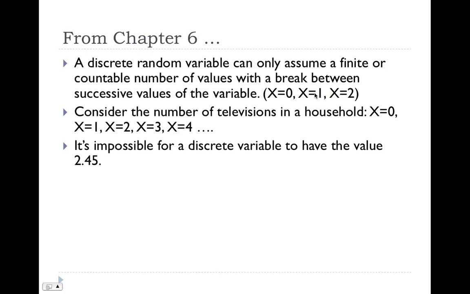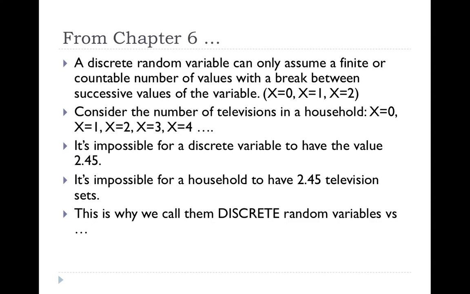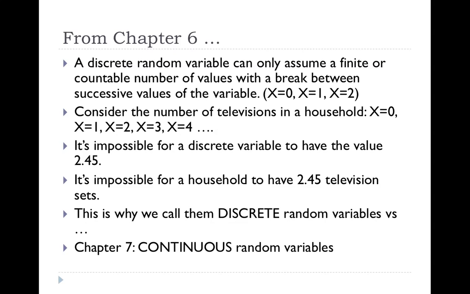A discrete random variable is a variable that comes from a random probability experiment. So it's impossible for a household to have 2.45 television sets. That's why they are discrete random variables versus continuous random variables, which we are going to study in Chapter 7.